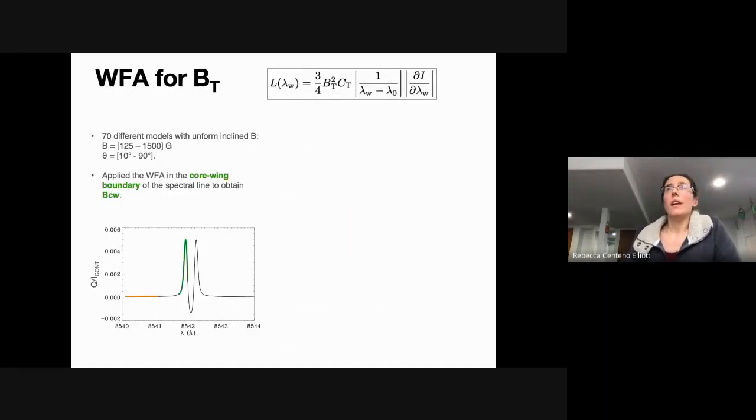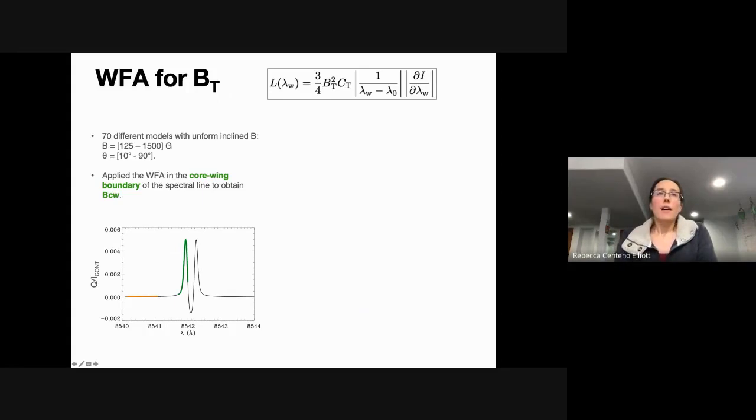So next I wanted to evaluate the weak field approximation for the transverse component of the magnetic field. And this is the equation that rules that, or one of the forms of the equation that rules that. It connects the linear polarization to a derivative of the intensity with respect to wavelength. And this little W subindex here is telling us that we cannot apply this equation at the spectral line core, at the very center of the spectral line, because it creates a singularity. So we have to apply it a little bit away from the very core of the line.